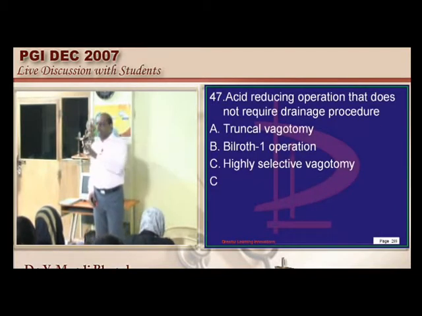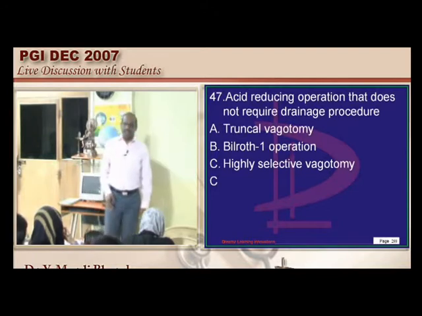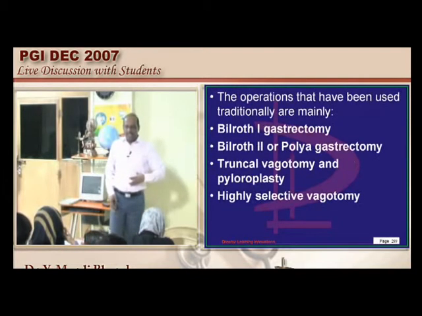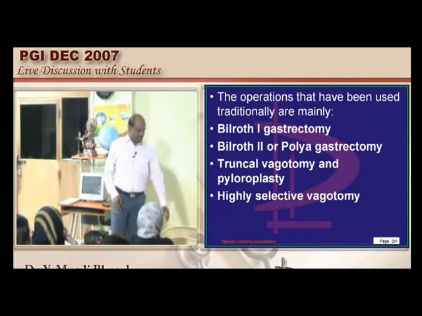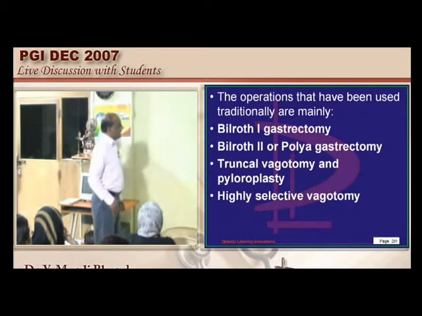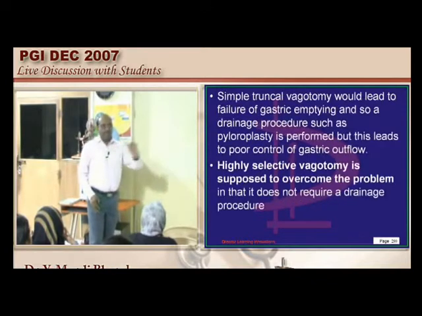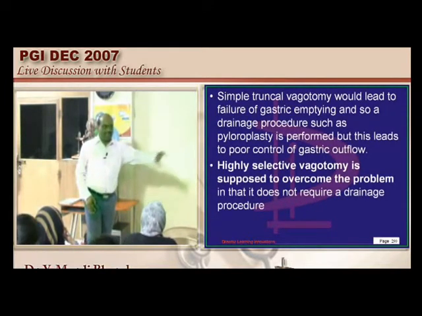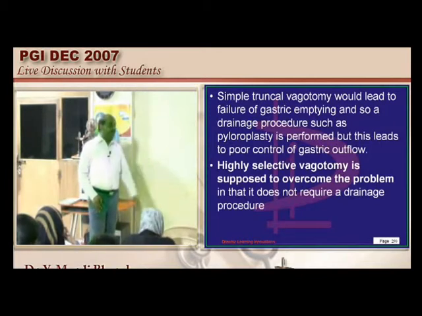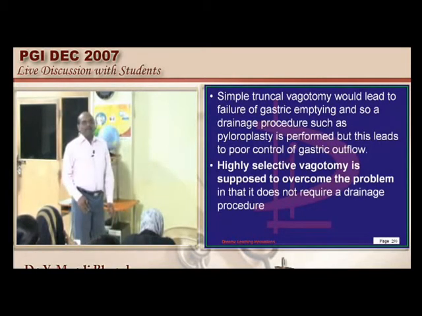Now, in which conditions do you require the drainage procedure? Whichever peptic ulcer surgery procedures are causing decreased motility of the stomach. So, highly selective vagotomy does not lead to any decreased motility. It will only affect the parietal cell mass, but not the motility of the GIT, stomach. Hence, it does not require the drainage procedure.